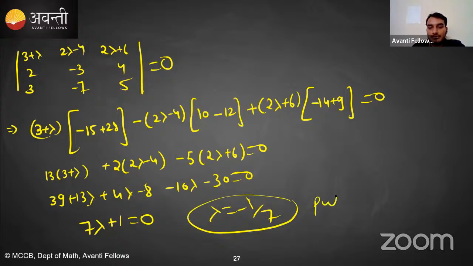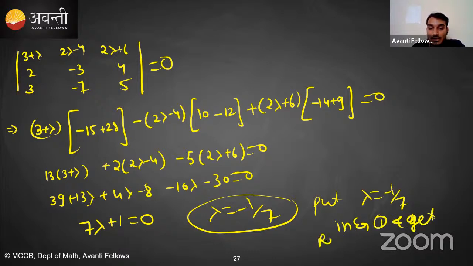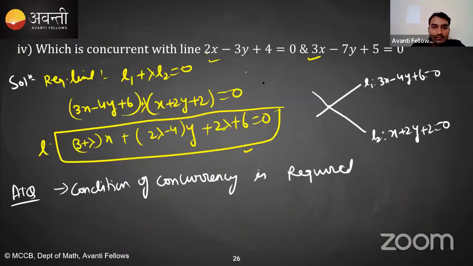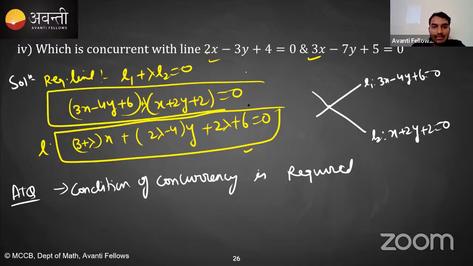So put lambda equal to minus 1 by 7 in equation 1 and get the required line. This is your equation. Is this clear, students? How many of you understood? Tell me, raise your hand. Very good.